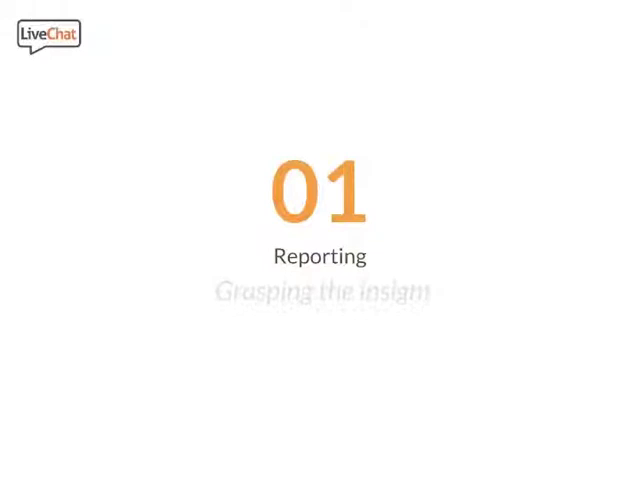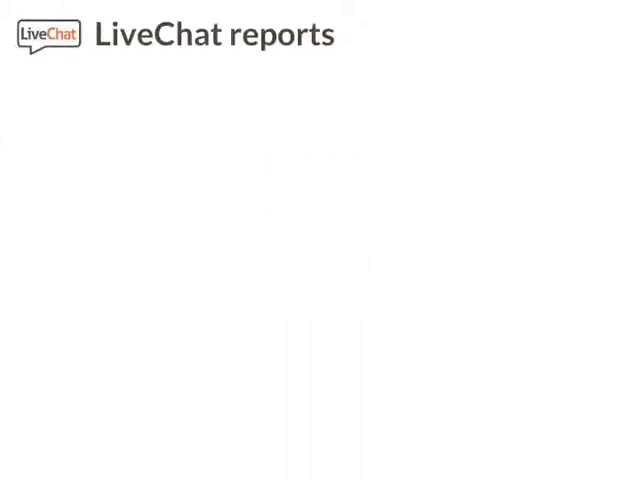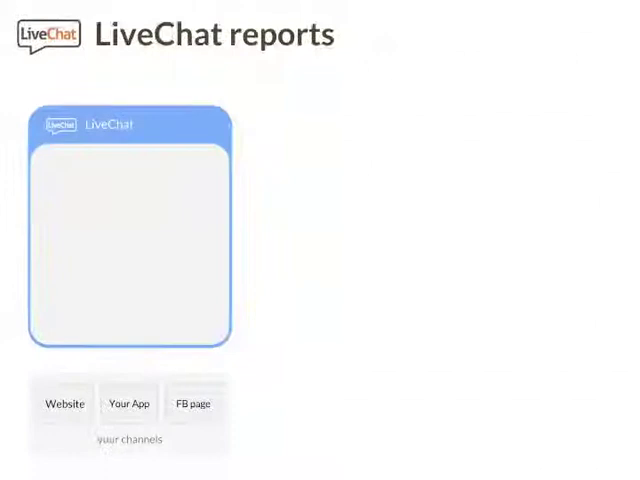Reporting. Reporting gives you an insight into the effectiveness of your live chat. As you know, there are two scopes. The one shown on top is the LiveChat application and your channels. You can install your code on the website, and your application will activate the Facebook plugin. Once that's done, you'll be receiving chats in the LiveChat application.